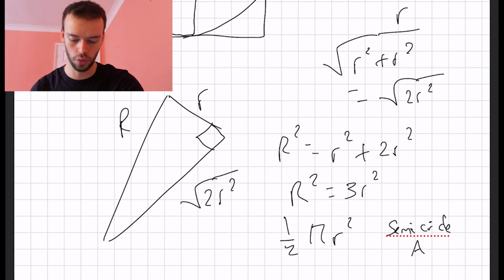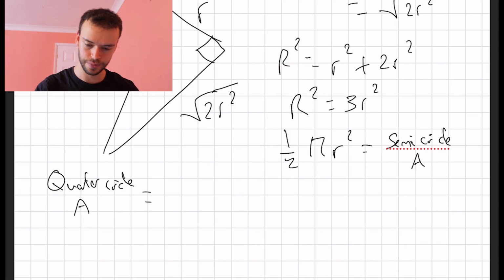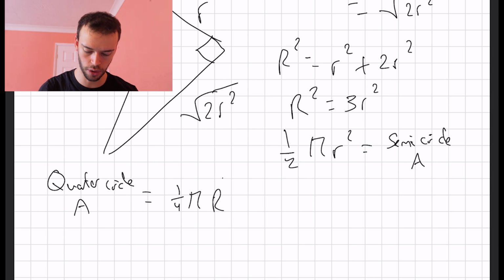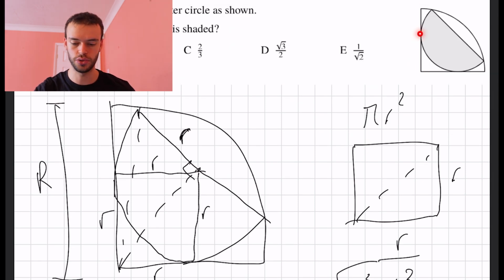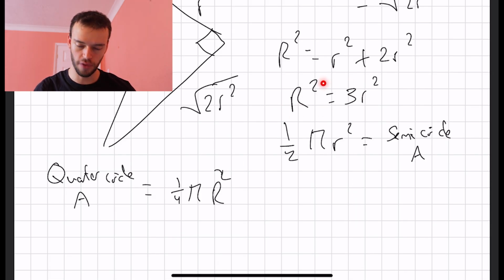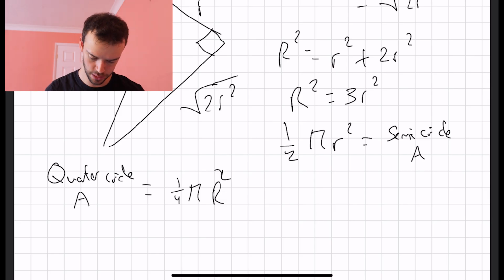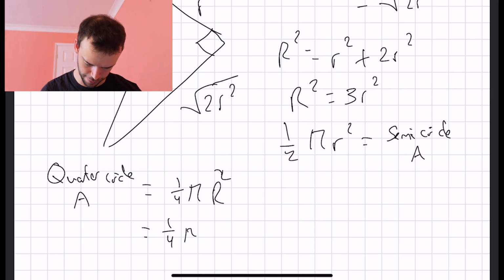What about my quarter circle area? Well, the formula for the area of a quarter circle will be a quarter pi R squared. In this case, we're using capital R because that's the radius we used for our bigger circle. Now we can use the relationship that we found just earlier and substitute 3 little r squared into our capital R squared. So we're going to get a quarter lots of pi and then 3r squared.